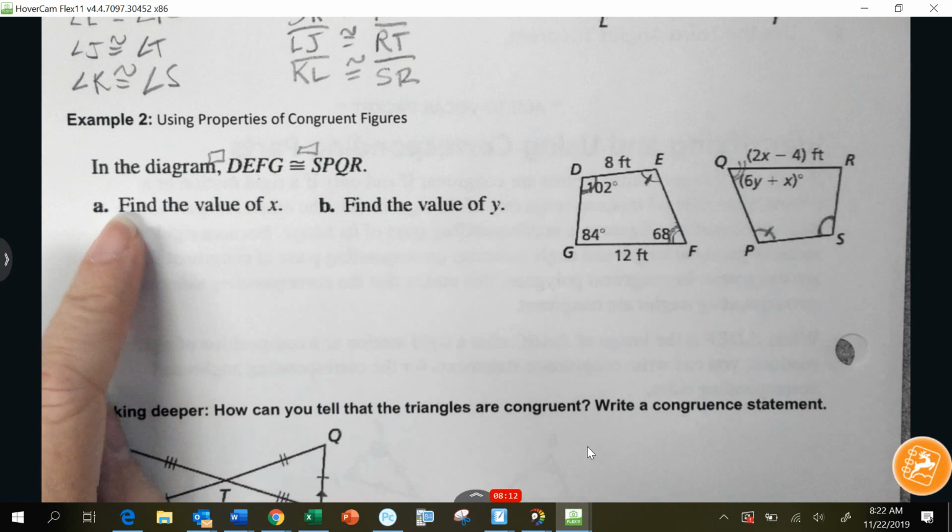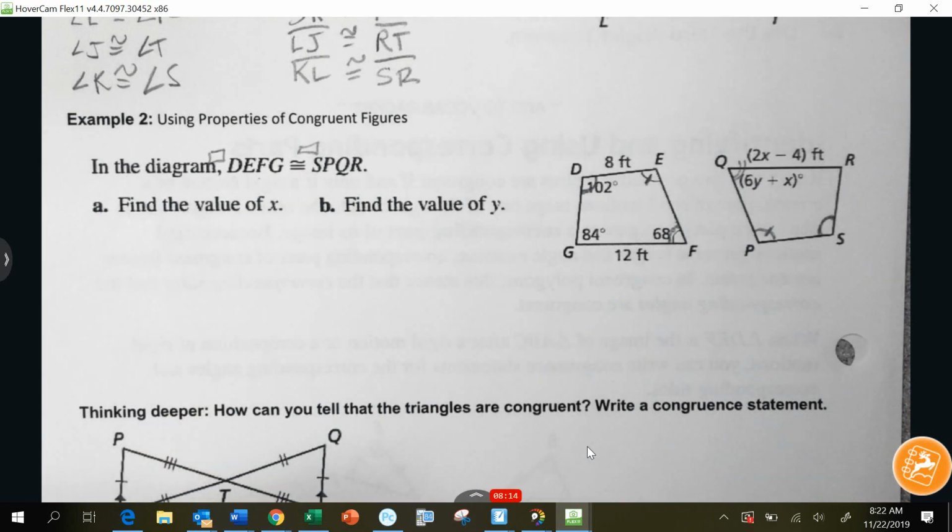Find the value of X. So I'm going to look over here. We need to find the value of X. Where's something over here that has X in it?